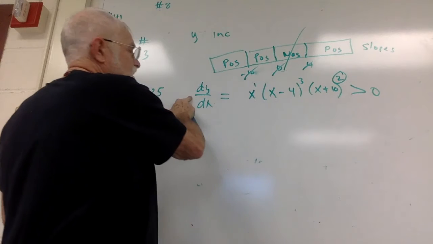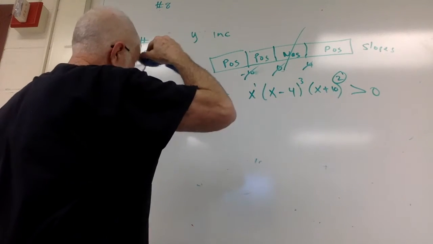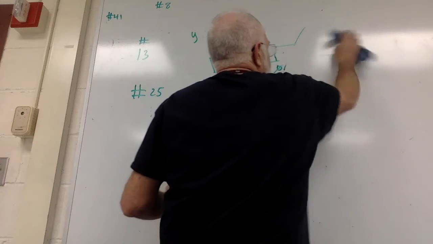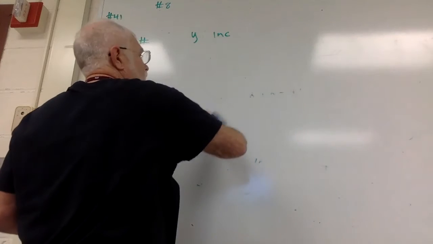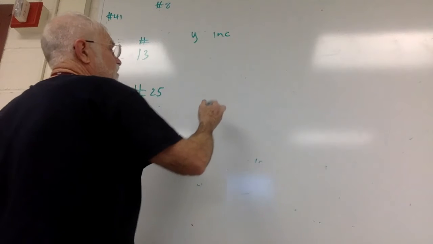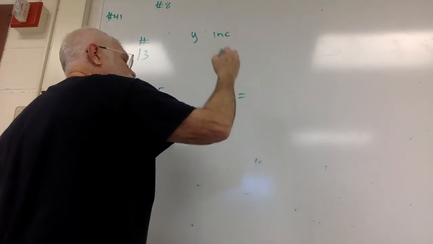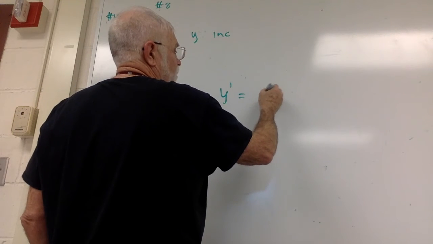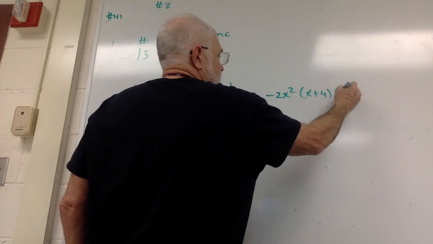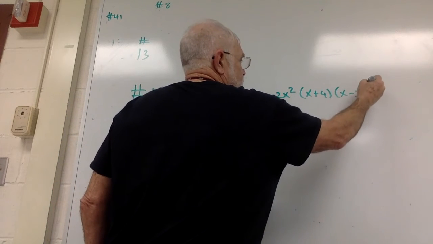So the maxes and mins of dy/dx are going to get you points of inflection of the original function. All right, I was thinking about the second derivative for a moment. Let's go back to this one. First derivative is equal to, how about we do, minus 2x squared, (x plus 4), (x minus 3) cubed.